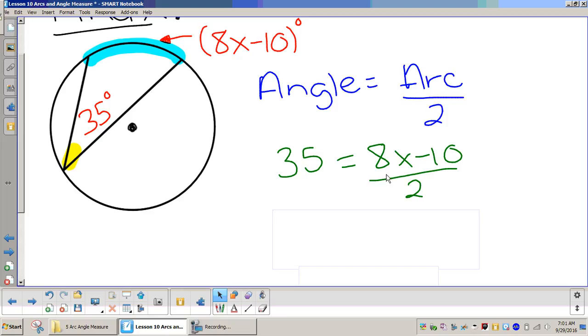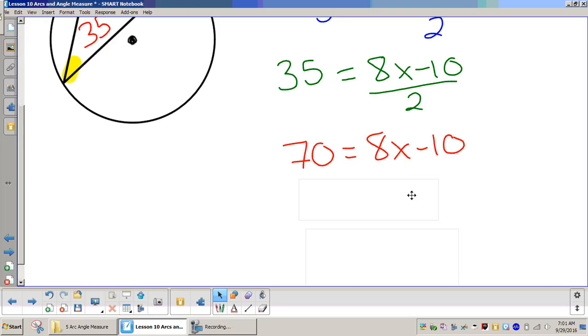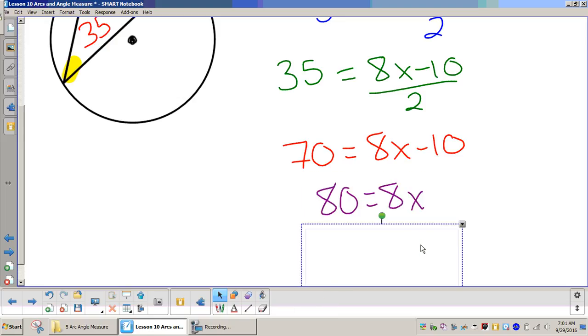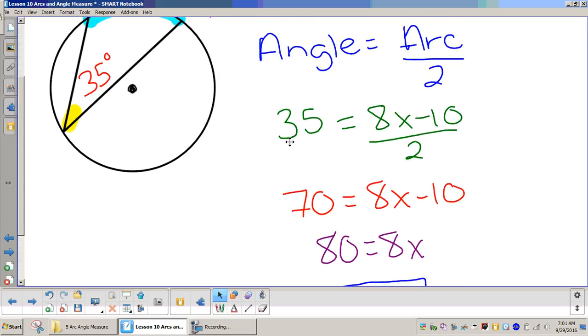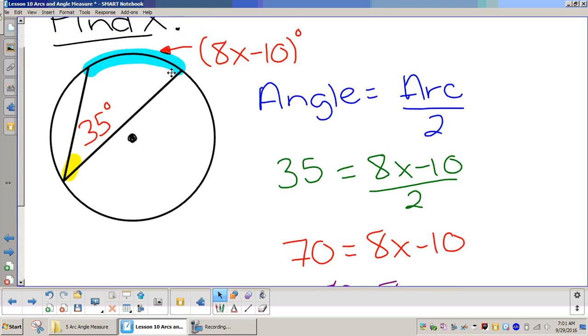And now we have something that sort of looks like something we had way back in our review lesson 0. We've got to multiply by 2 on both sides to get rid of that 2 in the denominator. And now we have an equation that we can just solve for x and get that x is 10. So you see how when you multiply this 35 by 2, you get 70. That's because this arc is actually 70 degrees. It's twice as big as the angle, and the angle is half as big as the arc.